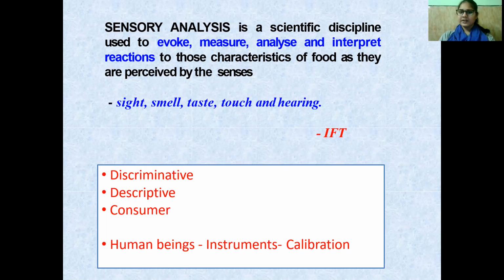It is a scientific discipline used to evoke, measure, analyze, and interpret reactions to those characteristics of food as they are perceived by the senses. These are sight by your eyes, smell by your nose, taste by your tongue, touch by your skin, and hearing by your ear. Okay, so these are the senses. Next, we do the sensory analysis as descriptive, discriminative, and by the consumer, and also by human beings or by instrumentation as well.